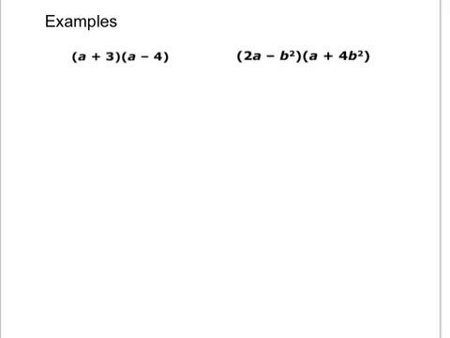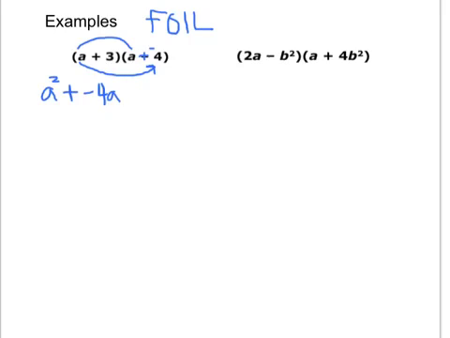Okay, so we're going to do a couple more examples using our FOIL method. So if I do the first, outside, inside, last, so FOIL, my first terms, a and a, give me a squared, plus the outsides, so a and plus negative 4, so plus negative 4a for my outside. My inside terms are 3 and a, so we have plus 3a. And then my last terms, 3 and negative 4, give me plus negative 12.